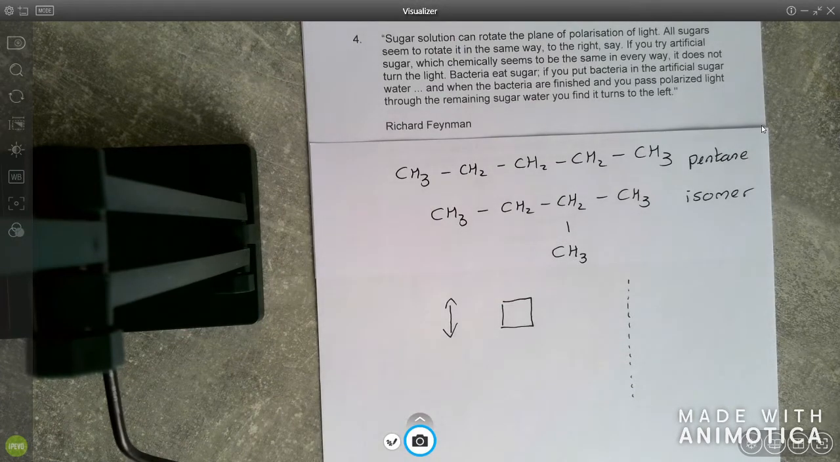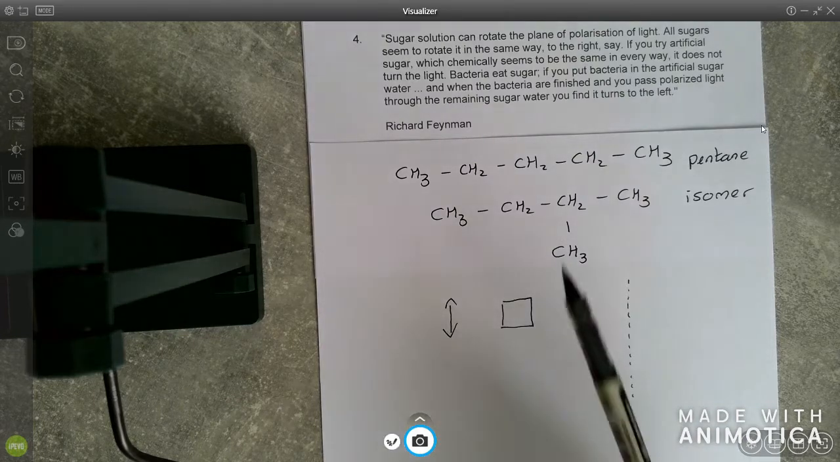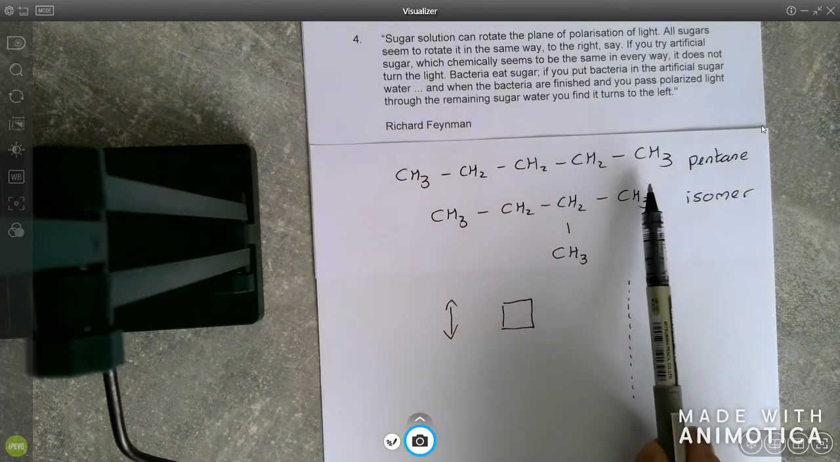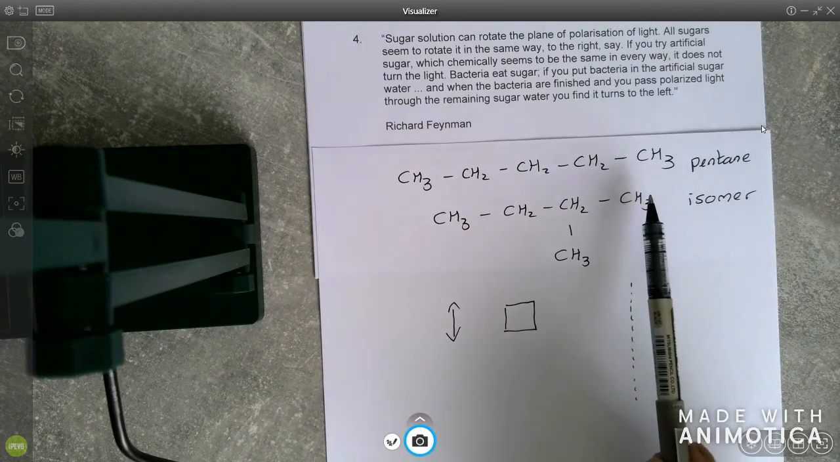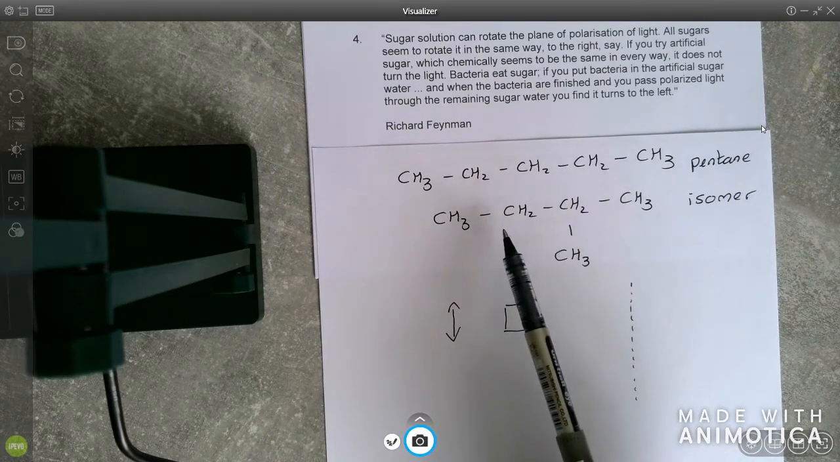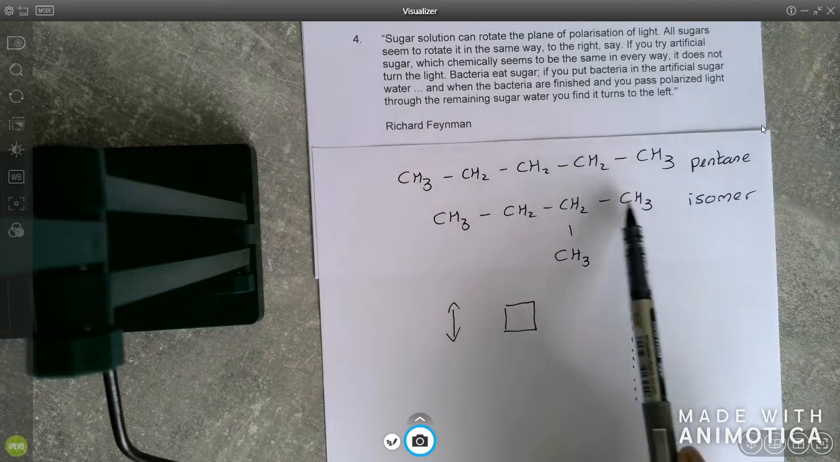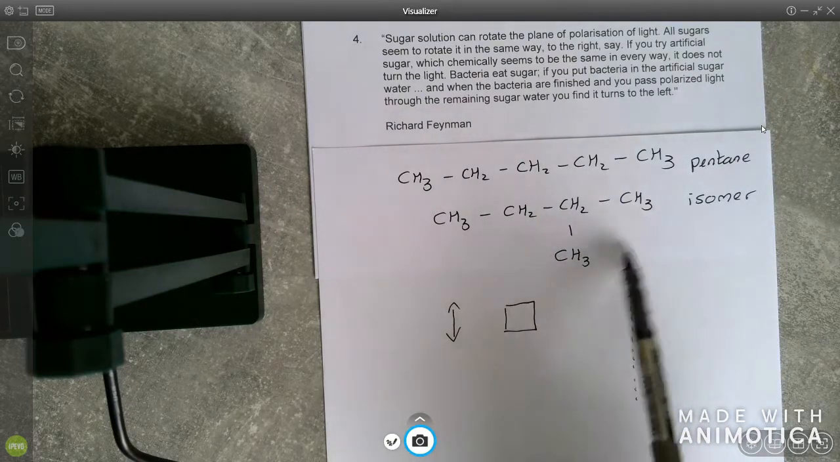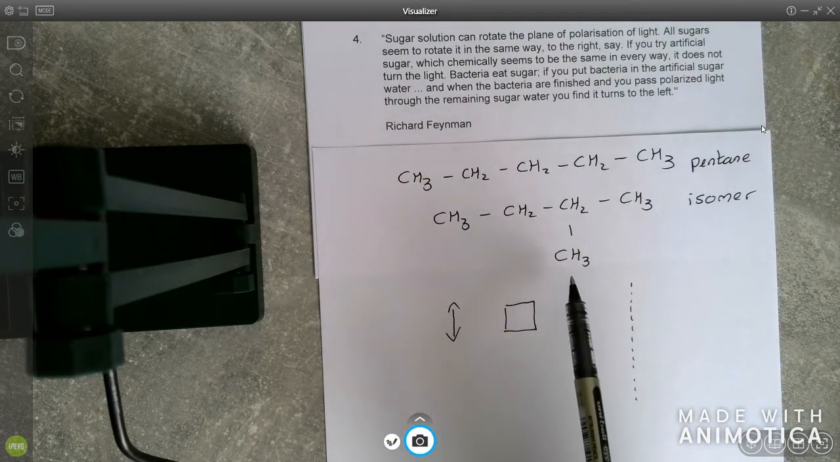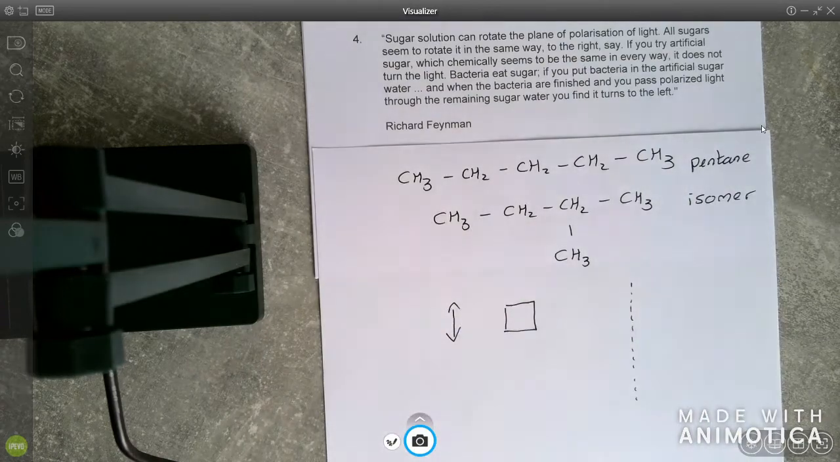So I've drawn this diagram to help with question 4, and there's a little bit of chemistry involved here. Now, if you look at what I've drawn here, this is the structure of pentane. Now, the molecules can be arranged in a different way, and you can see that this diagram here shows an alternative structure, and this is called an isomer of pentane.